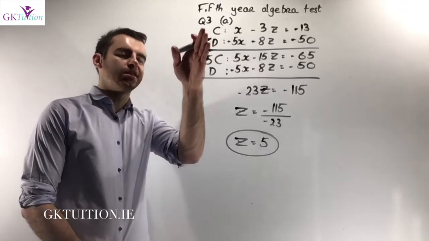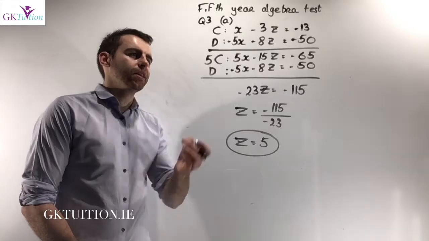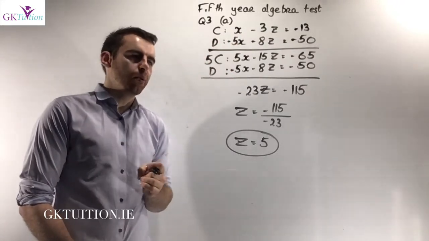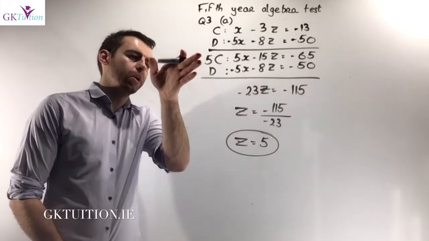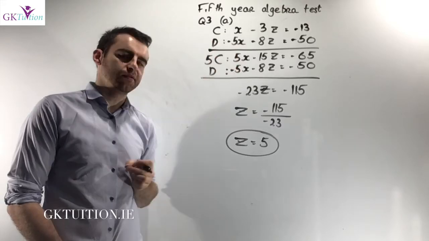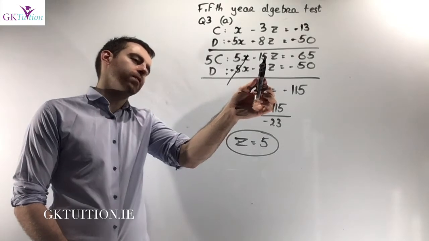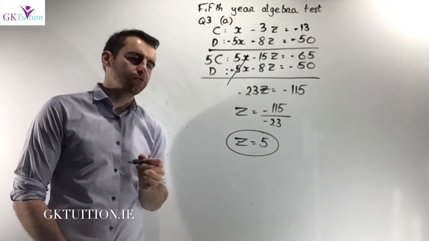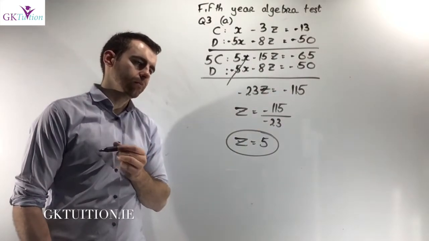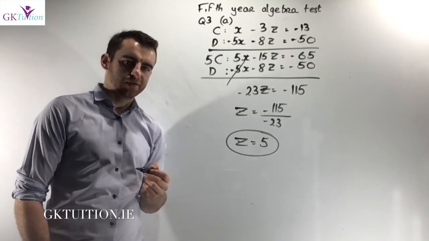So I've taken equation C and equation D, and I've noticed that the easiest letter to eliminate here is clearly x. If I have a 1x on the top and a minus 5x on the bottom, all I need to do is multiply equation C by 5. And when I do that, I have a plus 5x on the top and a minus 5x on the bottom. So they cancel out, and I end up with minus 15 minus 8, which is minus 23z. Minus 65 minus 50 is minus 115. So at this stage I divided both sides by minus 23, and I end up with z equals 5.